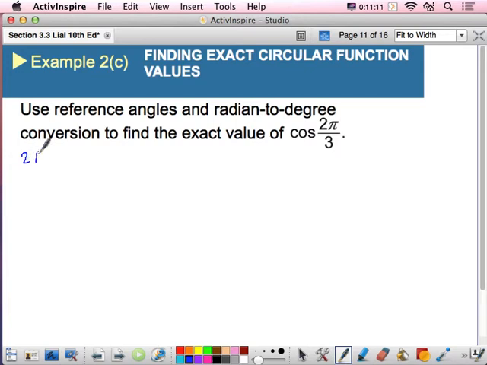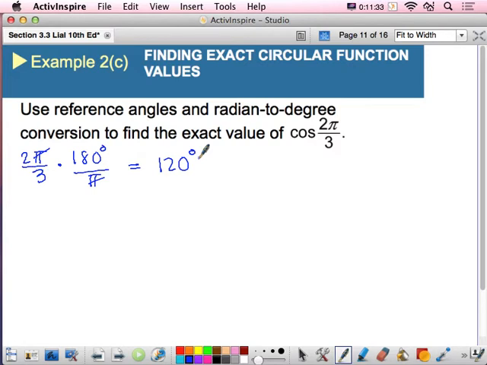If I take 2 pi over 3, what do I have to multiply it by to convert it to degrees? Multiply it by 180 degrees over pi. The pi's cancel, and 3 goes into 180 60 times, and 2 times 60 is 120 degrees. So basically I'm asking you to find the cosine of 120 degrees.